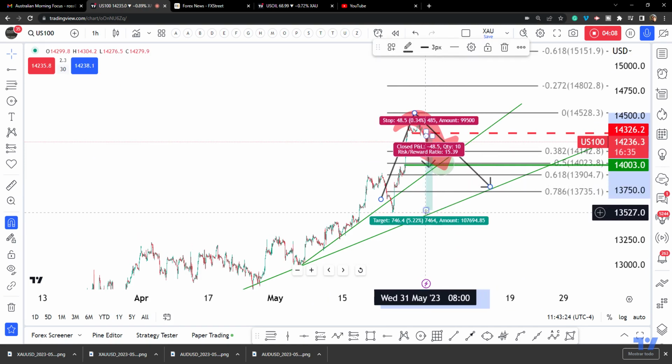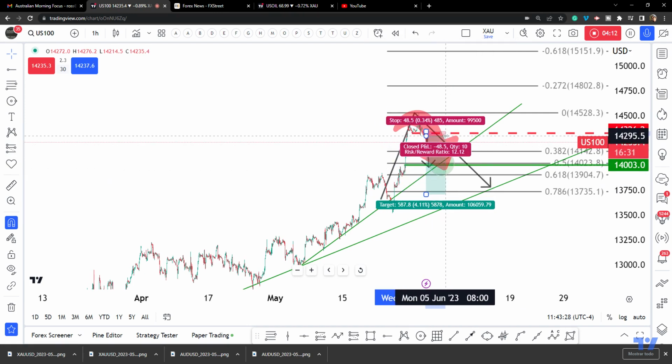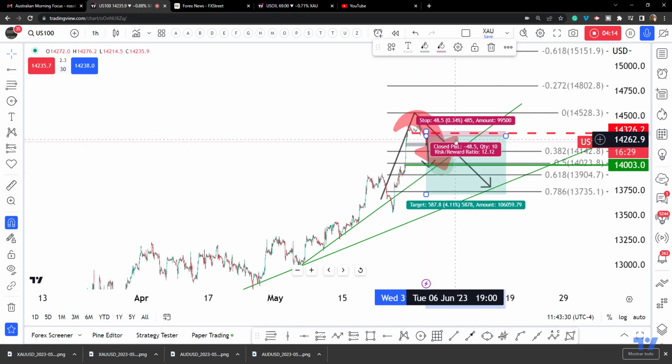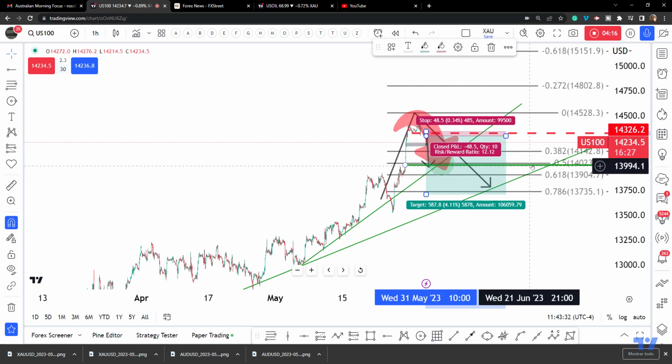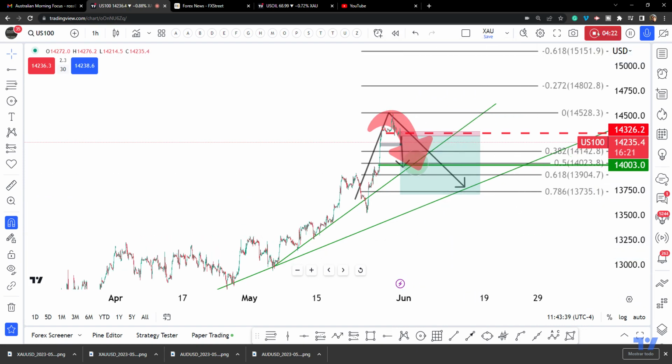So maybe not as far down as there, depending on how fast the market moves to the downside. But if it were to trickle down, then you'd be looking more over here. But if it was a fast market, then you'd be coming down further in. Okay, I hope that helps.